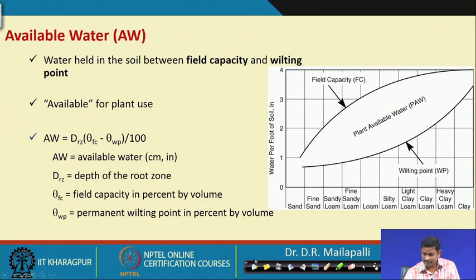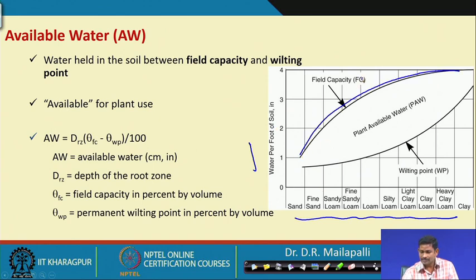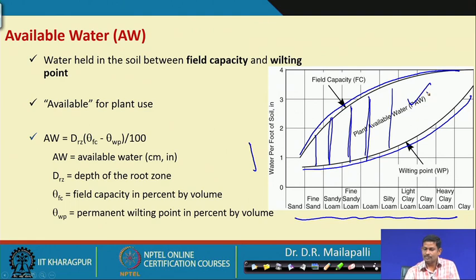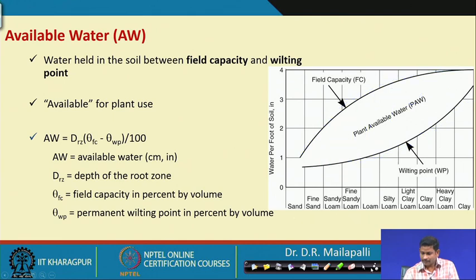All right. So, this graph shows us different soils. On the y axis is water per foot of soil, in inches of water depth in the soil. This is the upper limit, which we call field capacity, and this is the lower limit, the wilting point. The water in between, that is the water per foot of soil in between, we call the plant available water. This is called plant available water.